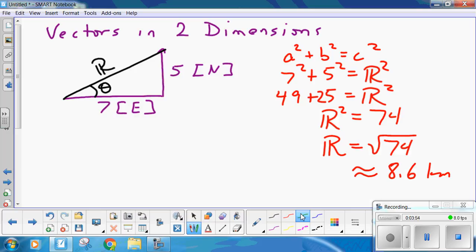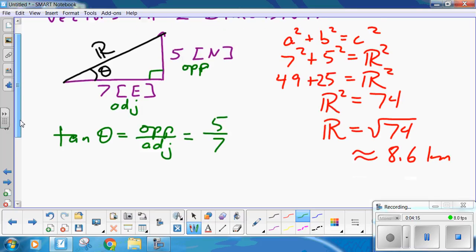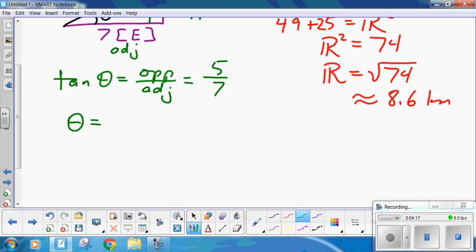Now, more importantly, what's the angle? Well, if this is a right angle, you have the opposite, you have the adjacent. And which trig ratio do you have? Tan of theta is the opposite over adjacent, which is 5 over 7. Now, since you have the 2 sides, theta is the inverse tan of 5/7. Now check your calculator to make certain you're in degree mode because the TI series will go into radian if you turn them on and off. 35.5 degrees.